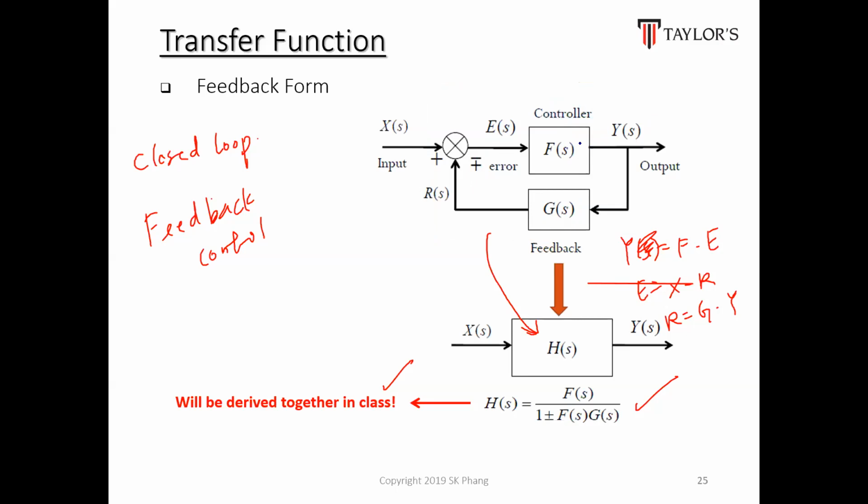This is a very famous feedback loop. Most of the time, feedback loops will look like this. There are 3 blocks, not just 2 blocks. The third block is here. So this is the controller, this is the system, and this one is the sensor feedback.